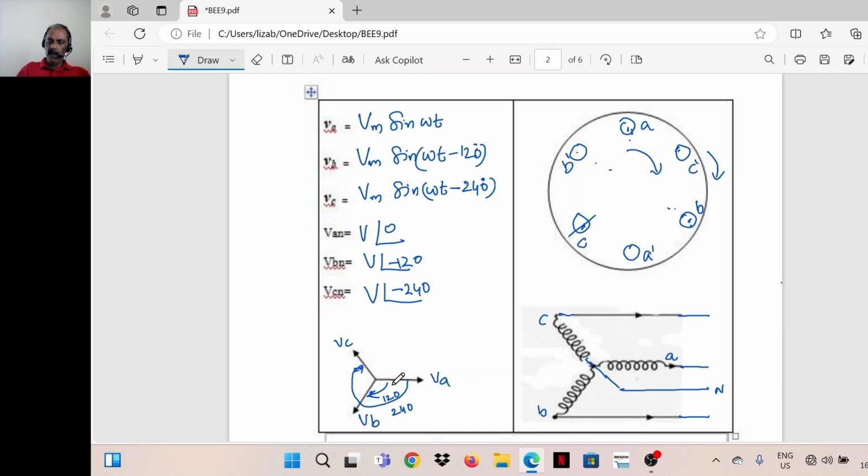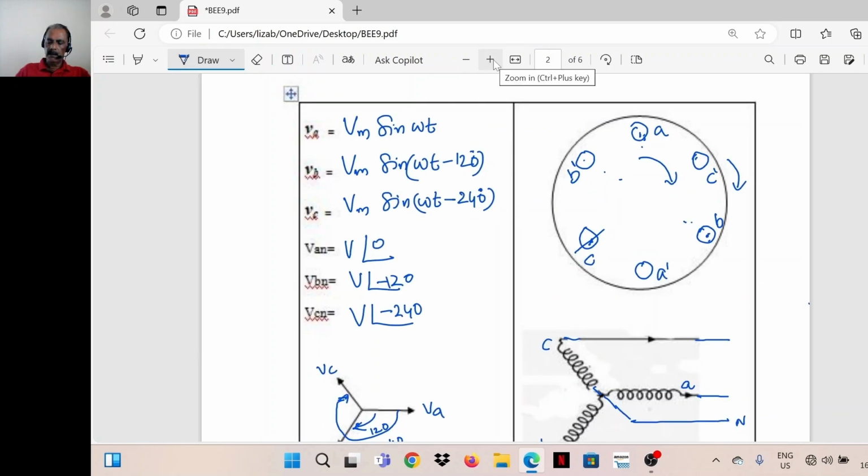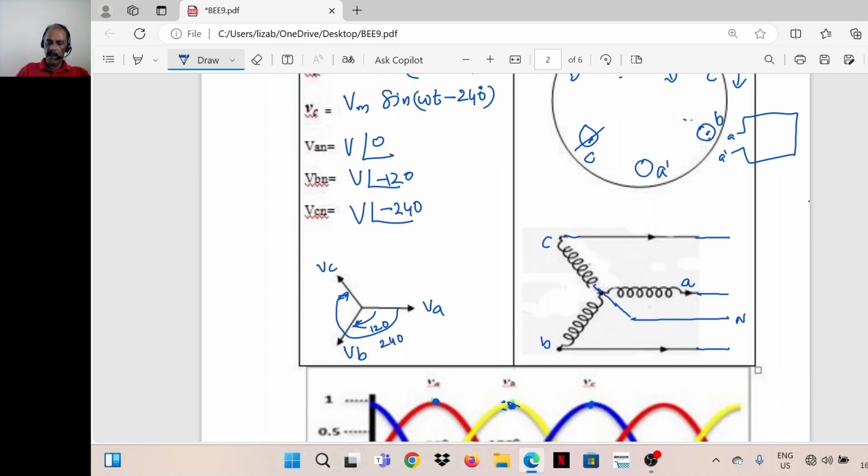Now these three are coils, say AA dash, BB dash and CC dash, identical coils. If we join A dash, B dash, C dash, or interconnect A dash, B dash, C dash, this is A, this is A dash, B dash and C dash. We interconnect these 3 points.